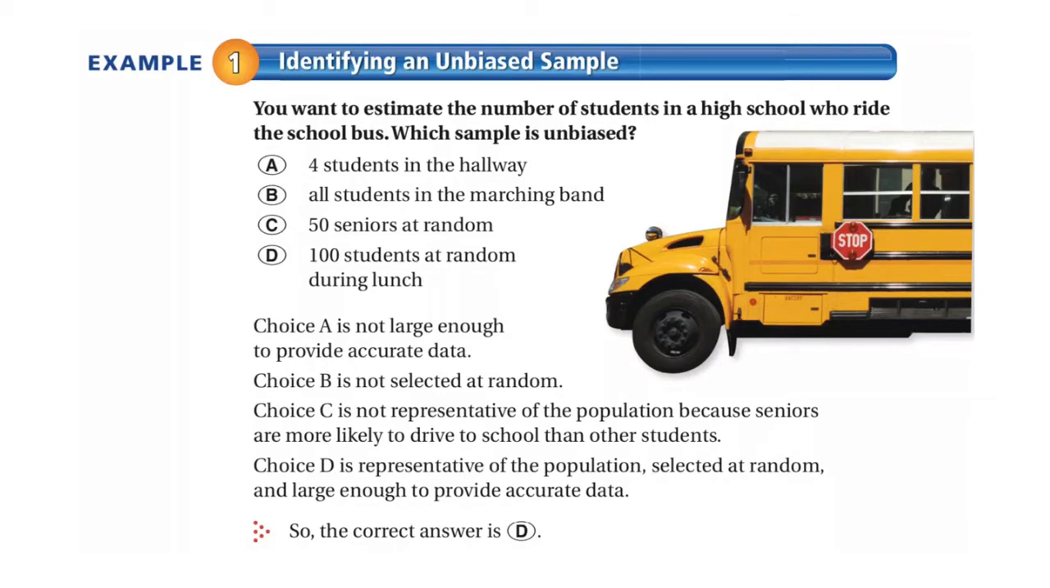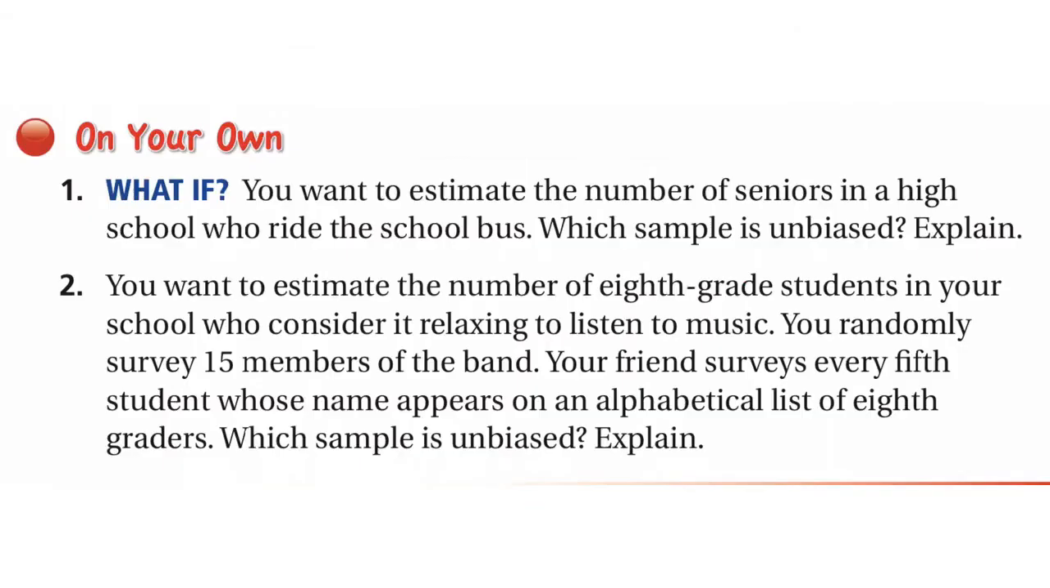Well, choice A is not large enough to provide accurate data. Choice B is not selected at random. And choice C is not representative of the population because seniors are more likely to drive to school than other students. So choice D is representative of the population because they're students chosen at random, and it's large enough to provide accurate data. Choice D is the correct answer.